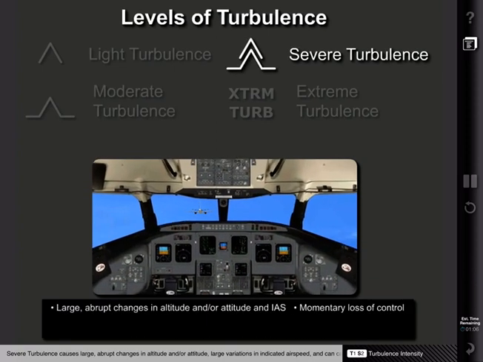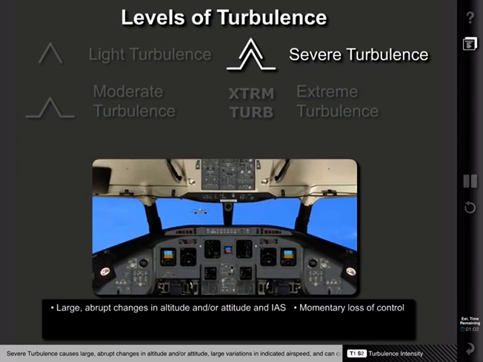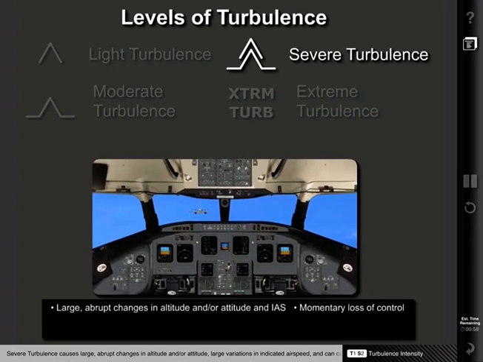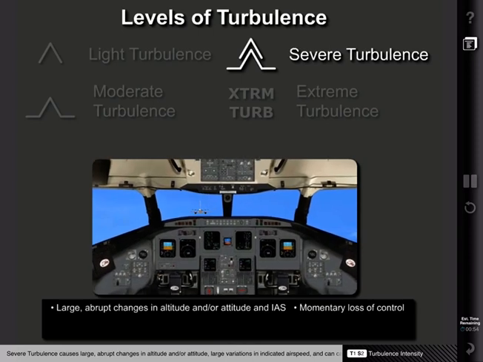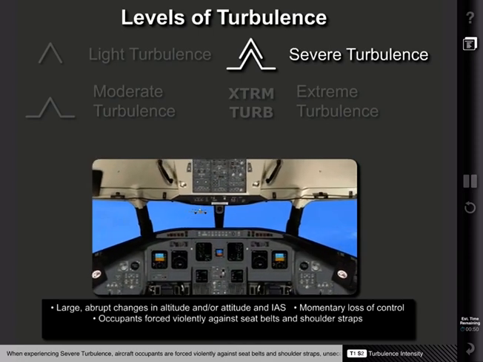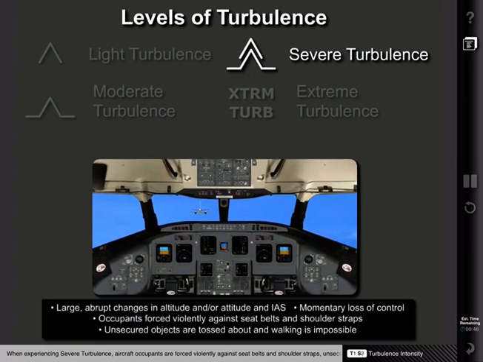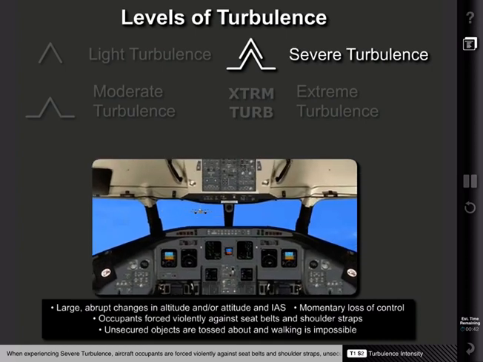Severe turbulence causes large, abrupt changes in altitude or attitude, large variations in indicated airspeed, and can cause momentary loss of aircraft control. When experiencing severe turbulence, aircraft occupants are forced violently against seatbelts and shoulder straps, unsecured objects are tossed about the aircraft, and walking is impossible.